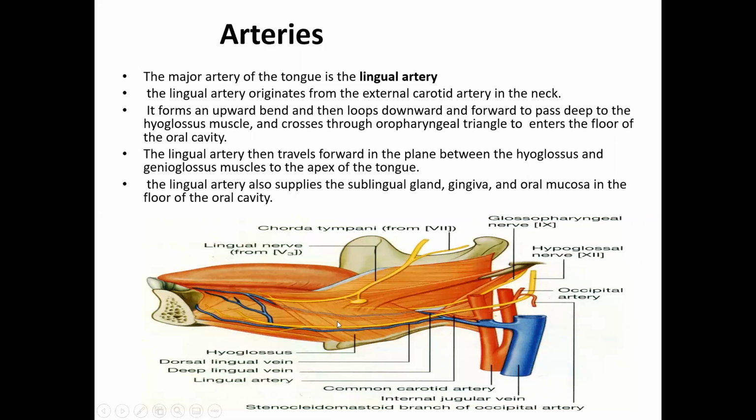Okay, arterial supply of the tongue. The major artery of the tongue is the lingual artery, from the external carotid artery. This artery enters into the oral cavity through the submandibular triangle. You can see they enter into the oral cavity through the triangle. So it is a branch of the external carotid artery in the neck.